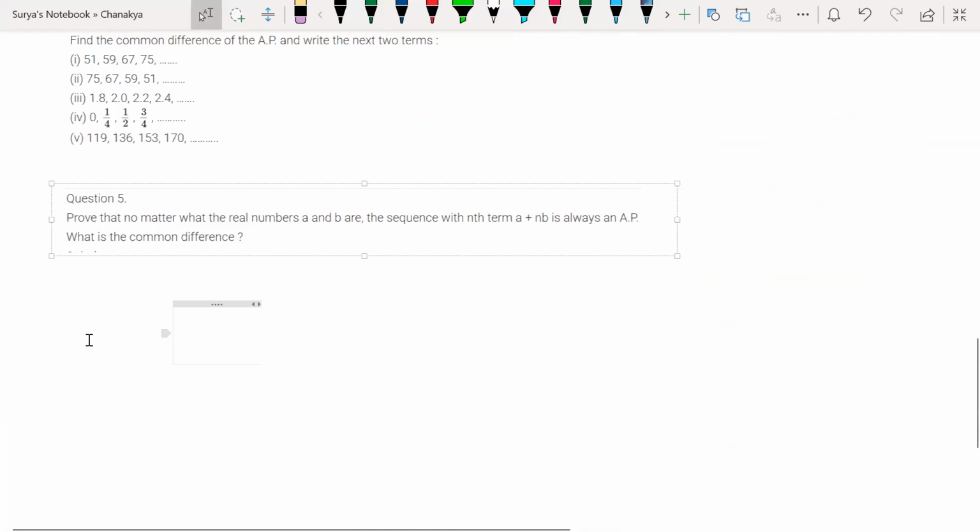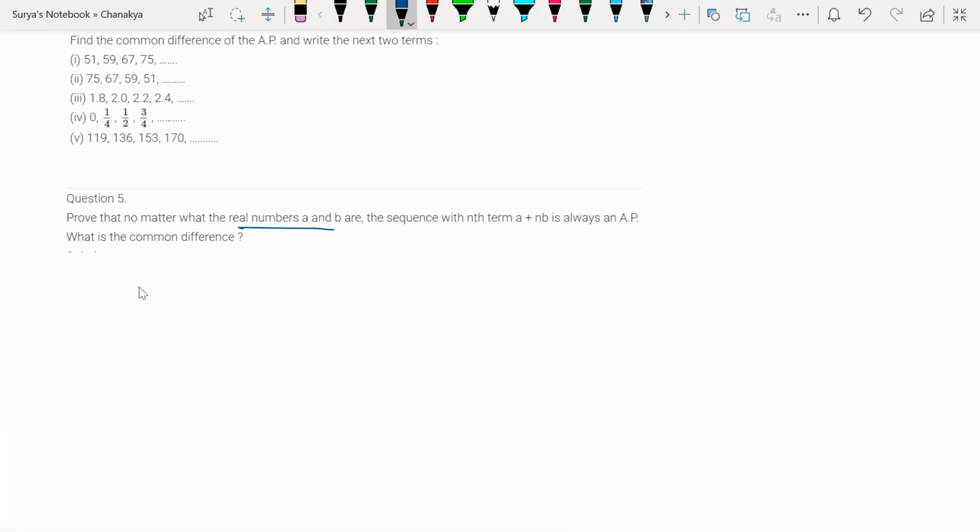Look at the fifth question here. What's the fifth question answer? See, prove that no matter what the real numbers a and b are, the sequence with nth term a plus nb is always in AP. What is the common difference? We have to prove that no matter what real numbers a and b are, the sequence with nth term a plus nb is always in AP. What is the common difference?